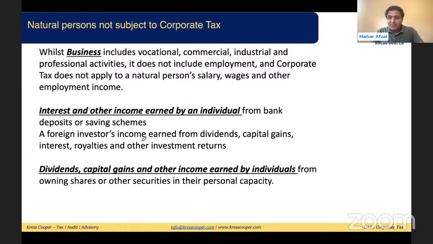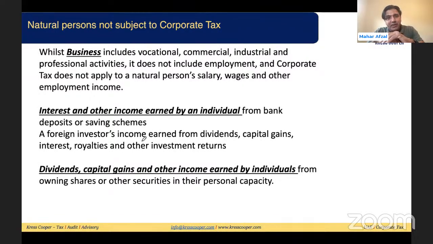So the natural person may be within the free zone, on the UAE mainland, or out of the UAE. If the natural person is doing business within the UAE, then any income of the natural person related to that business is subject to tax. And any income not related to that business is not subject to tax in the UAE. And these businesses can be in the form of vocational, commercial, industrial, or professional activities.